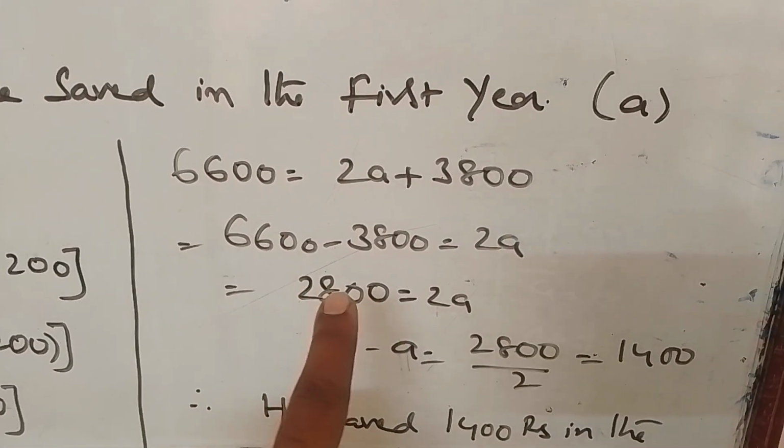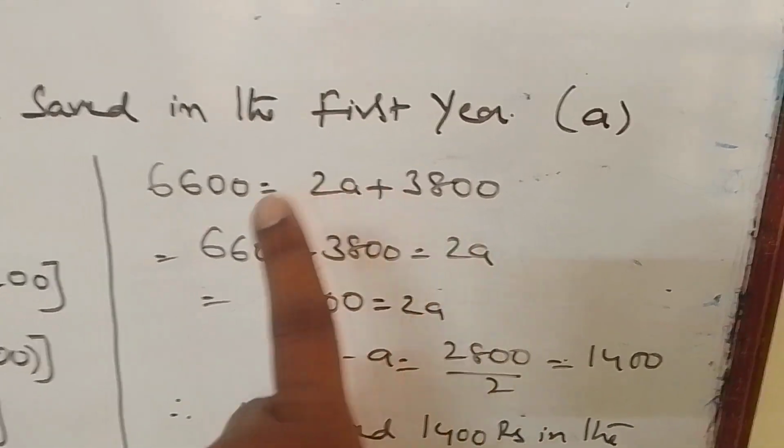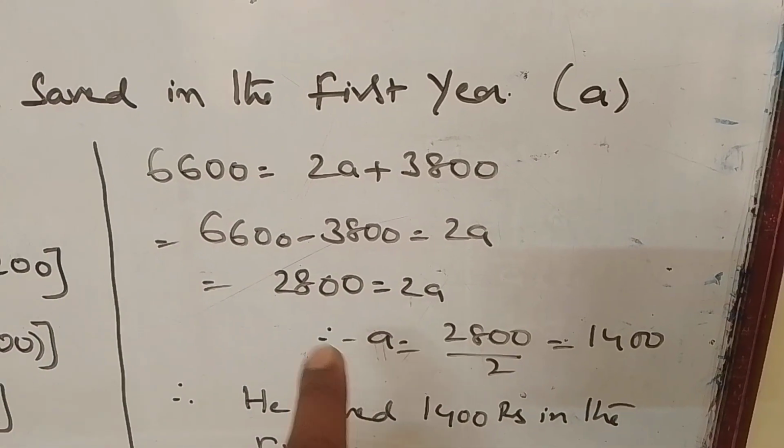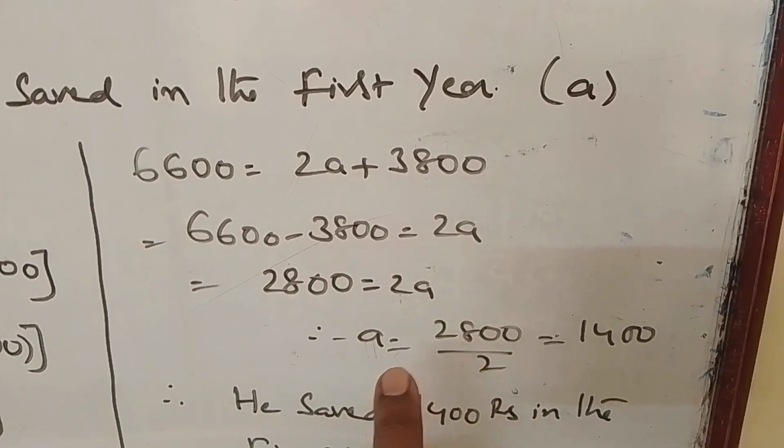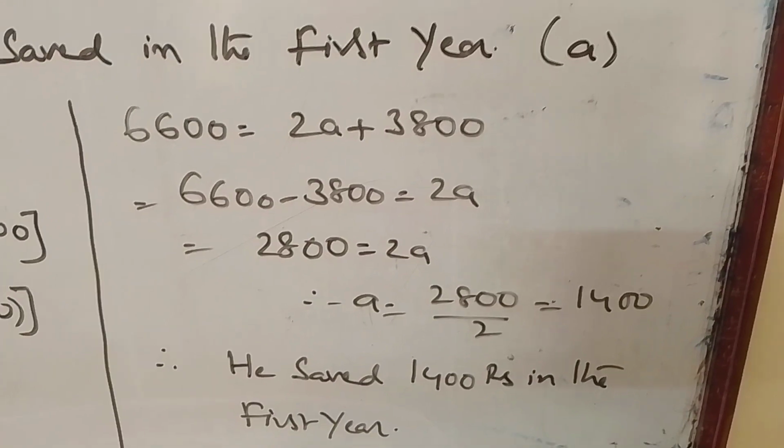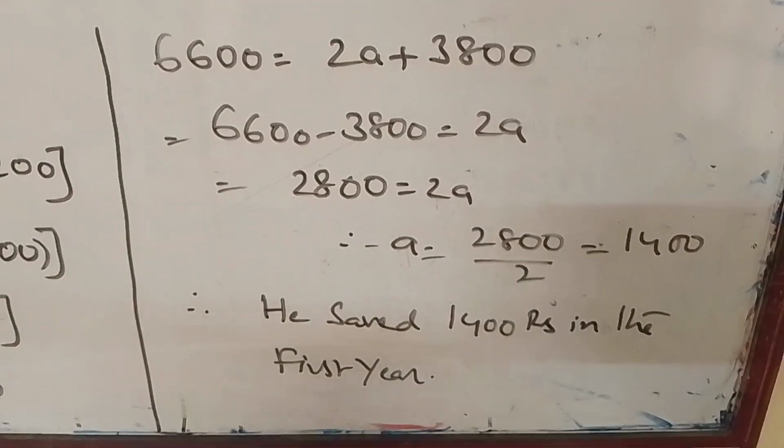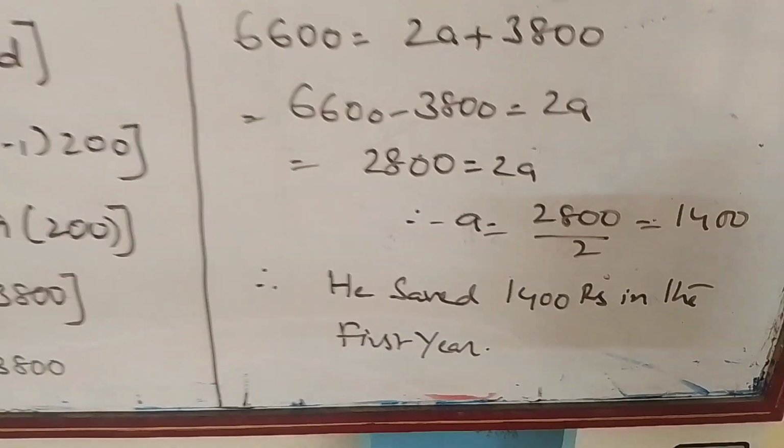6600 minus 3800 equal to 2a. I am sending 3800 to the LHS side, it becomes minus. Therefore, we get 2800 equal to 2a. Therefore, a equal to 1400, guys. So, in the first year, he saved 1400 rupees.